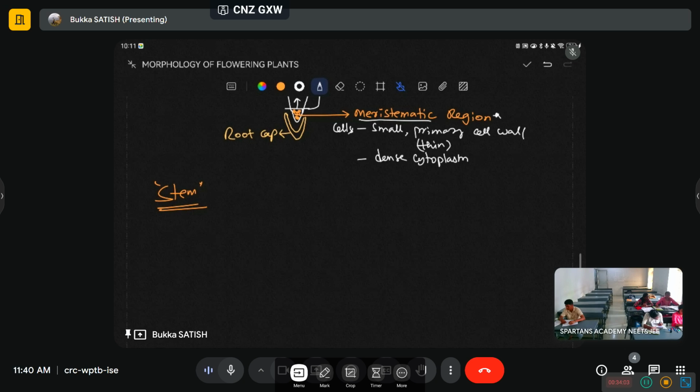Right. Now coming to the stem. Now there is no big discussion. These very small things are there. First of all, the stem will develop from which part of the embryonal axis? Epicotyl, the plumule. Right. Plumule of the epicotyl.